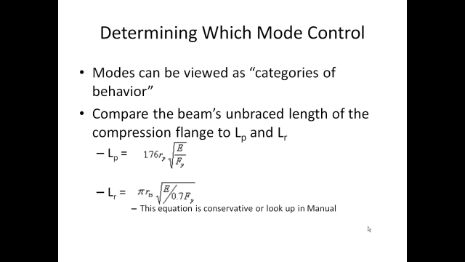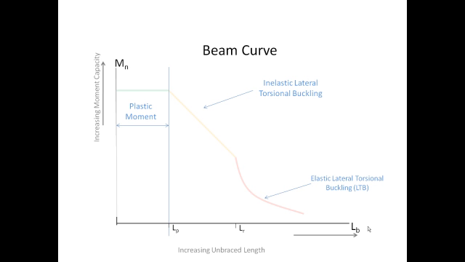But if you don't have that, you can use this conservative equation. It's not going to give you the exact same value as the longer equation would, but it's good enough for what we're doing. We've seen this PowerPoint showing you how Mn changes depending upon what category you're in. You're in plastic moment, category 1.